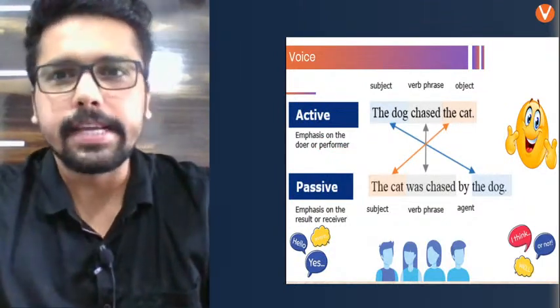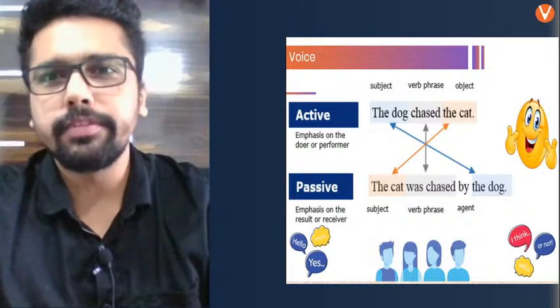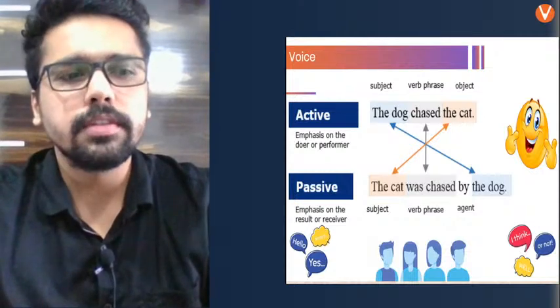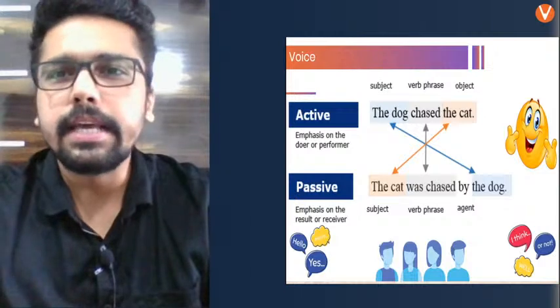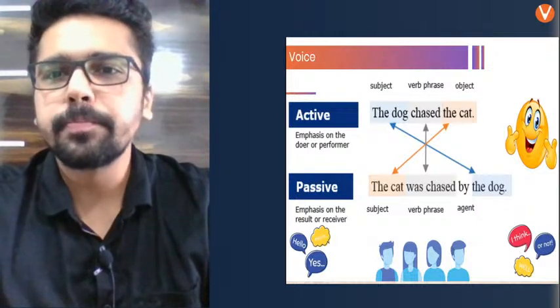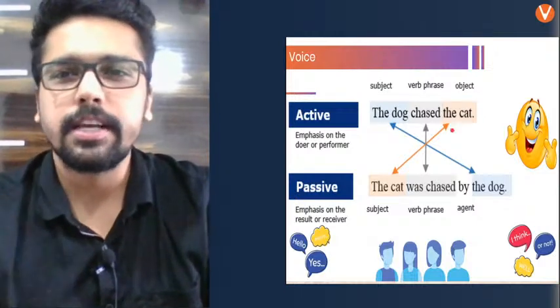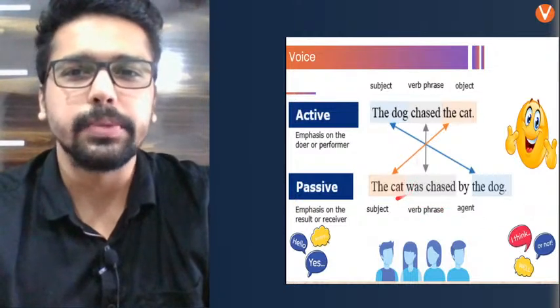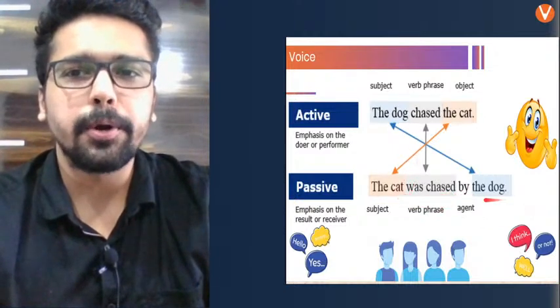So, when in a sentence the subject is the doer of the action, the performer of the action, the sentence is in active voice. But then when I reverse the sentence, look at the sentence that is reversed: the cat was chased by the dog.